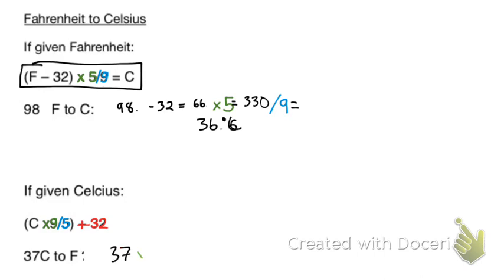So 37 degrees Celsius multiplied by 9 is 333. Then we'll divide by 5 and get 66.6. Then we'll add 32 and get 98.6 degrees Fahrenheit. Final answer.